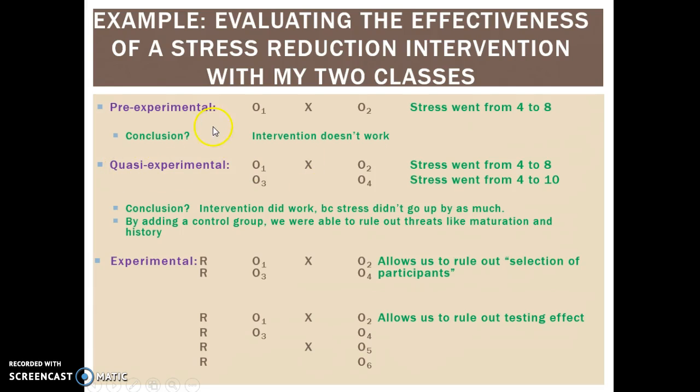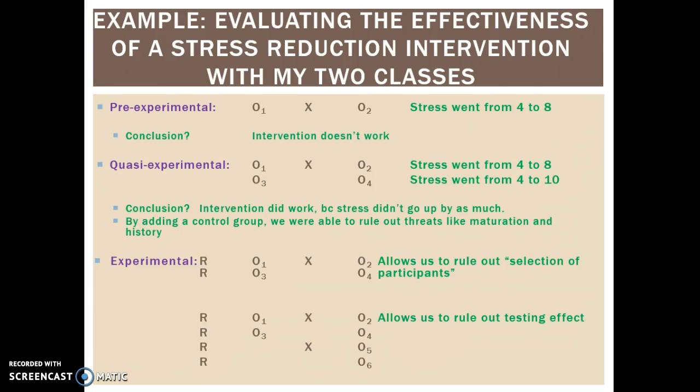But let's say instead of using the pre-experimental design, we actually use a quasi-experimental design. And we now have a control group that takes the pre-test and the post-test without the intervention. And what we see is that our treatment group, again, those of you who received the intervention, the stress reduction workshop, your stress level went up from 4 to 8. So there was a 4-point increase. But those of you who didn't get the intervention, the control group, their stress went from 4 to 10. So they actually had a 6-point increase in their stress level.